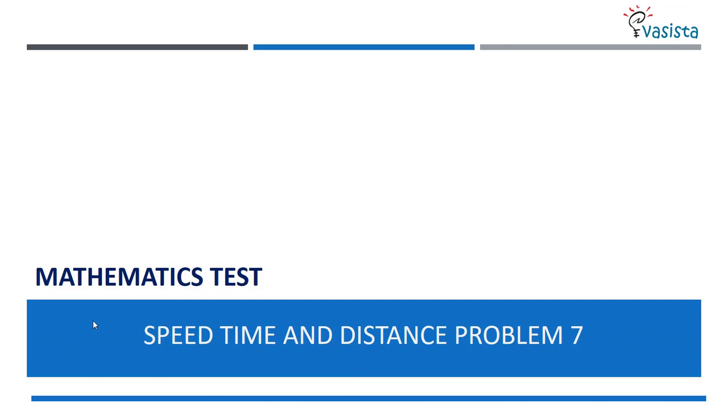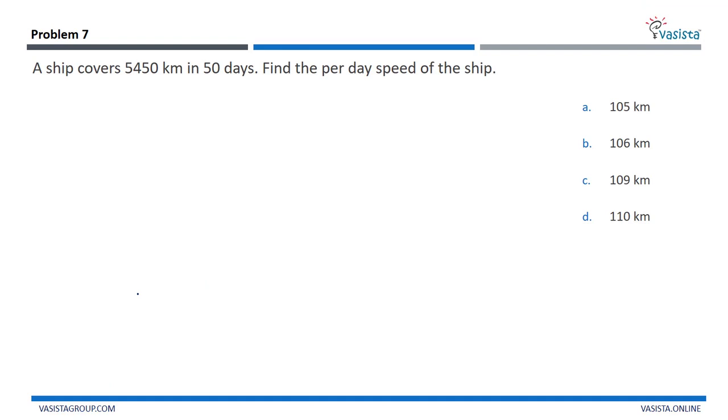Fine, let us go with problem number 7, which is a very simple one. Let us check this out. A ship covers 5,450 km in 50 days. Find the per day speed of this ship. They have not given it in terms of hours and other things. They have given the number of days. It's a very simple one.